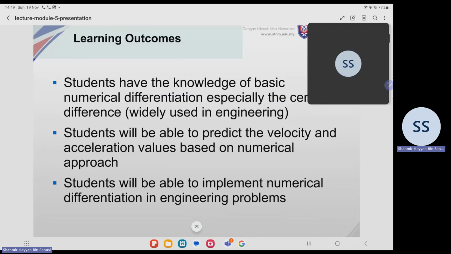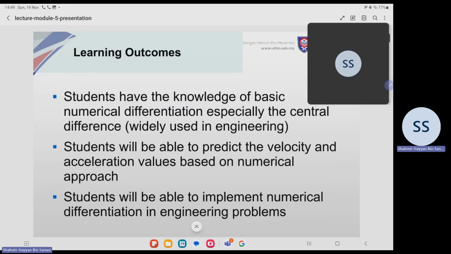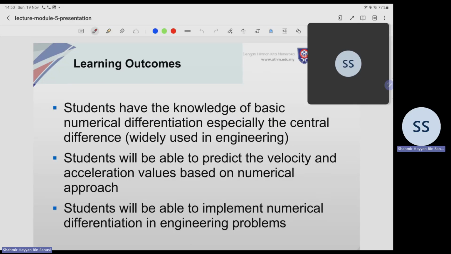So basically, the learning outcomes for this topic are that you have the knowledge to solve basic numerical differentiation, especially by using central difference, which is widely used in engineering. You'll be able to predict the velocity and acceleration value based on the numerical approach, and you'll be able to implement numerical differentiation in engineering problems. So the keyword here is differentiation.